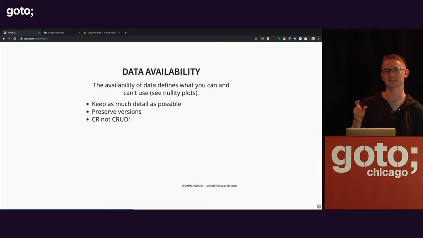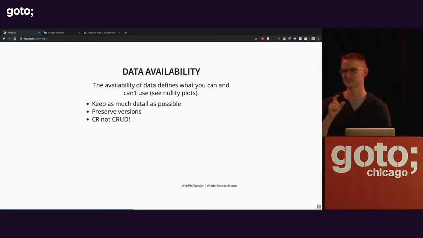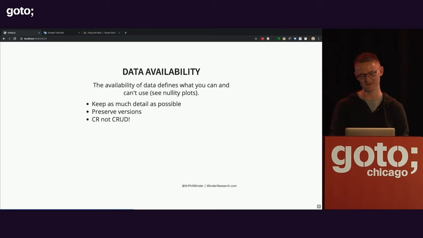Basically, don't use CRUD in databases. Never update or delete. Just create. Make it completely immutable.